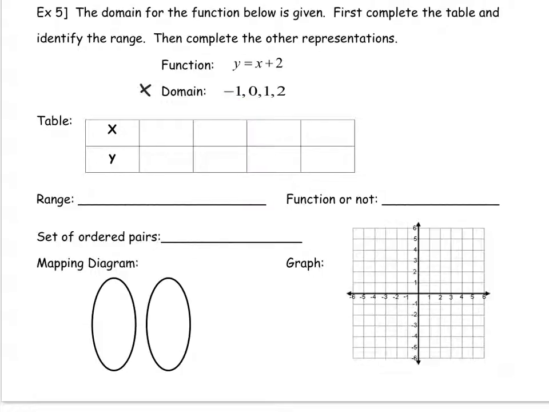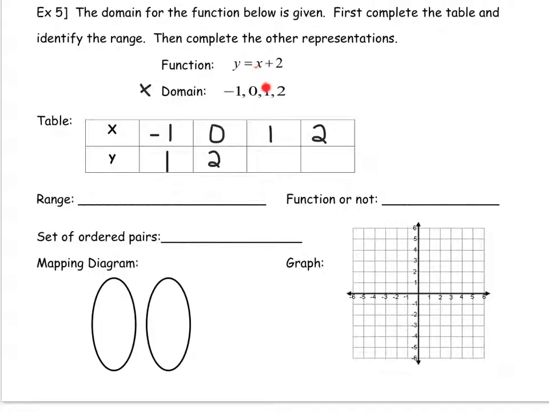So if I complete the table, I just list my x values: -1, 0, 1, and 2. So draw the table. And then I have to put in the -1, the domain, into the equation. So I take the -1 and put it in here. So y equals -1 plus 2. -1 plus 2 is just going to be 1. And then I take the 0 and put it here. So y equals 0 plus 2. Well, 0 plus 2 is just 2. And then I do the next one.